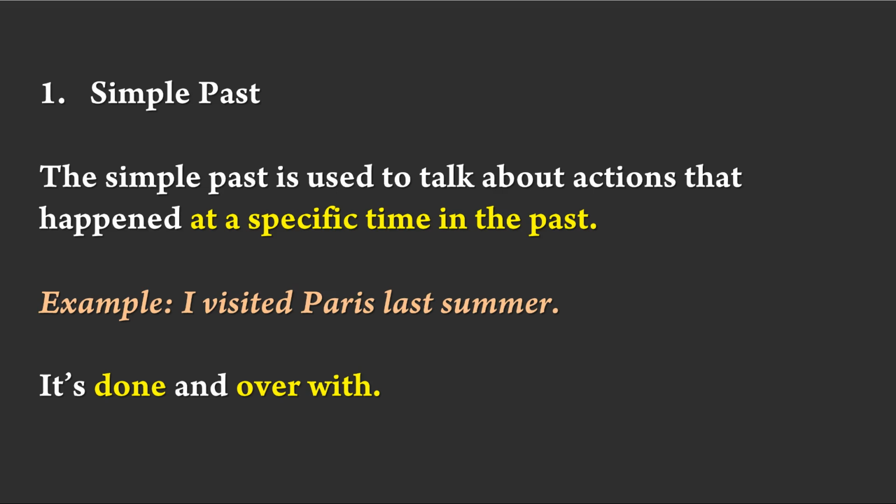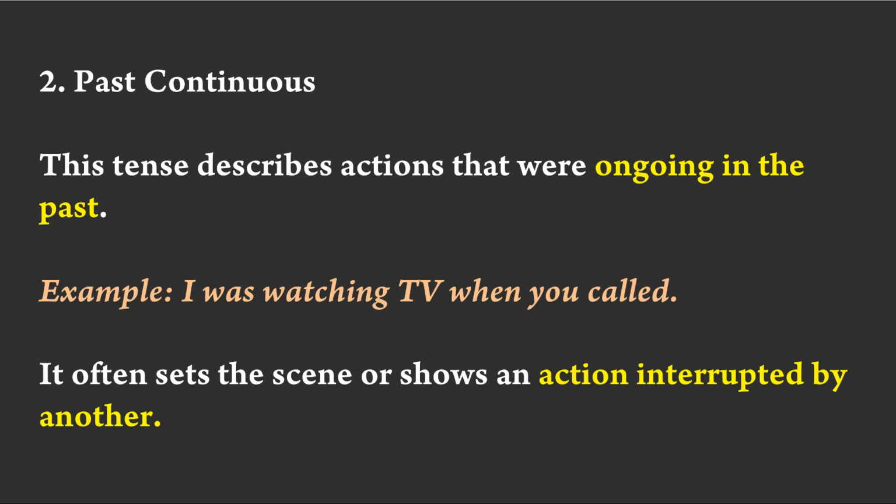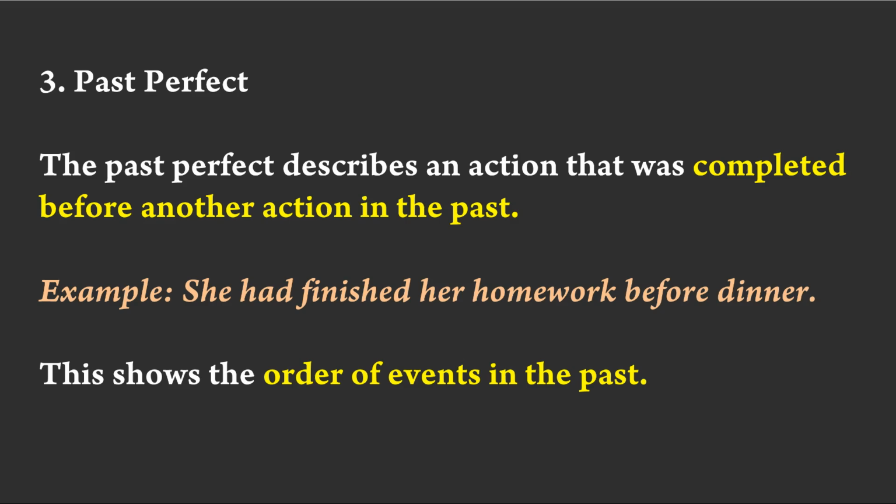1. Simple past. The simple past is used to talk about actions that happened at a specific time in the past. Example: I visited Paris last summer. It's done and over with. 2. Past continuous. This tense describes actions that were ongoing in the past. Example: I was watching TV when you called. It often sets the scene or shows an action interrupted by another.